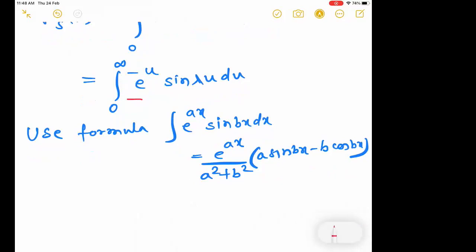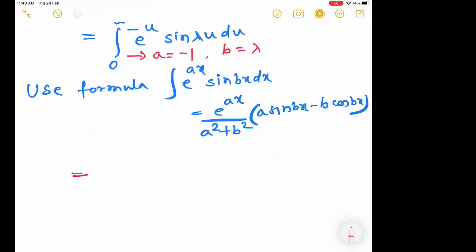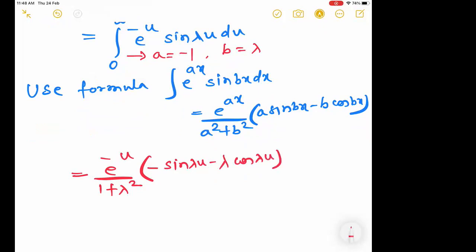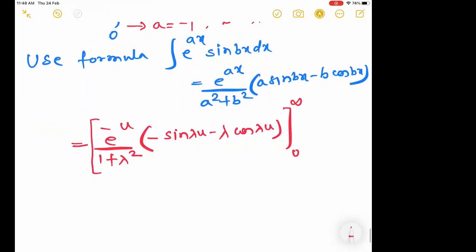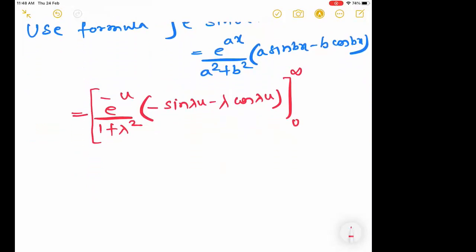That's it. So in this expression, a is -1, b is again lambda. So we will be getting the result as e raised to minus u upon 1 plus lambda square into minus sin lambda u minus b answer is lambda cos lambda u, and limits 0 to infinity for all. So put upper limit infinity. Once again, the answer is 0.